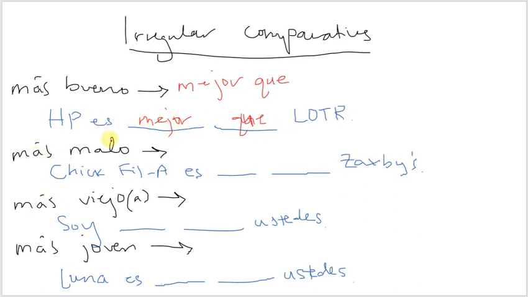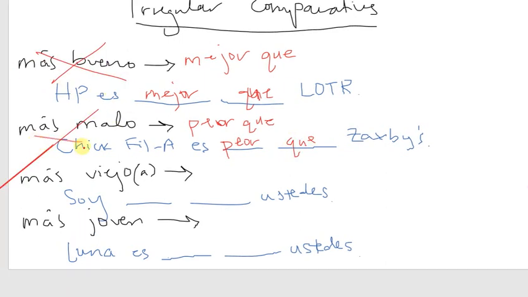Also in Spanish, you can't say más malo, so you don't say more bad or badder. You say worse. So in Spanish, that would be peor que. That's P-E-O-R. Sorry, peor que. For example, Chick-fil-A es peor que Zaxby's. So instead of saying it's more bad, you'd say it's worse. Chick-fil-A is worse than Zaxby's.